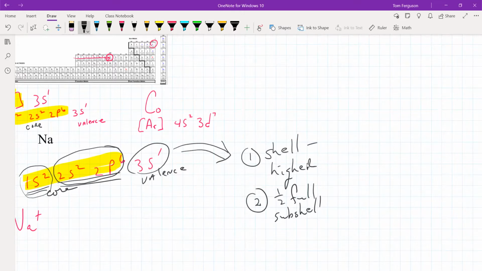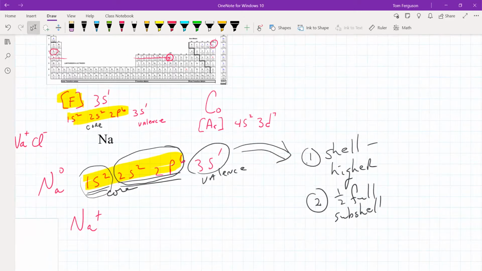It's because its shell is higher. When I say higher, it's further from the nucleus. As the shell number gets larger, those orbitals are farther and farther away from the nucleus, so there's less and less attraction. So the shell's higher, and it's not a full subshell, it's a half full subshell. So that's one reason that it's a candidate to leave.